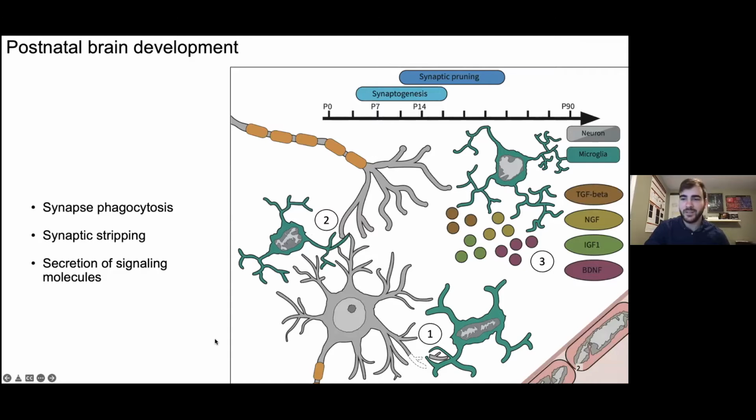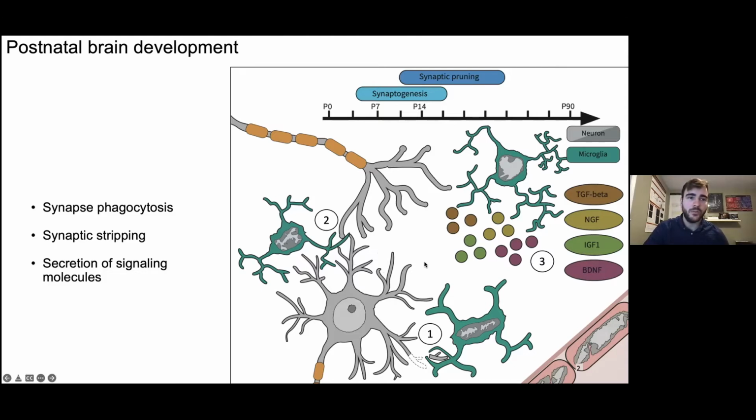We know that postnatal brain development is characterized by many processes, particularly synaptic pruning and synaptogenesis over time. Many of those processes are mediated by microglia, the resident immune cells of the brain. They are involved in synapse phagocytosis, where they remove unwanted synapses, in synaptic stripping, where they physically separate synaptic elements, and in the secretion of signaling molecules in the brain.